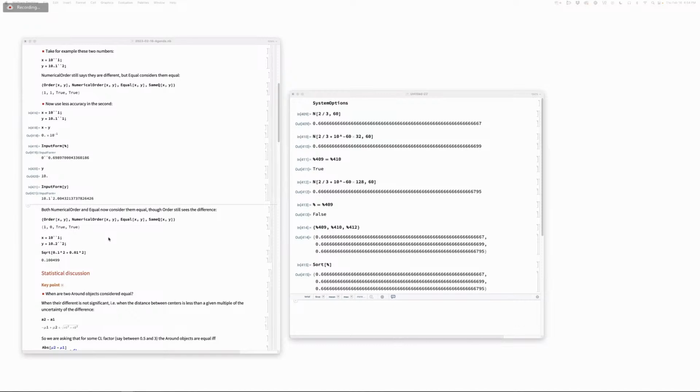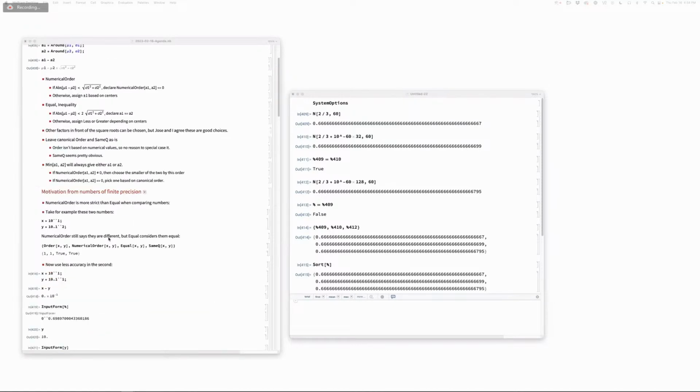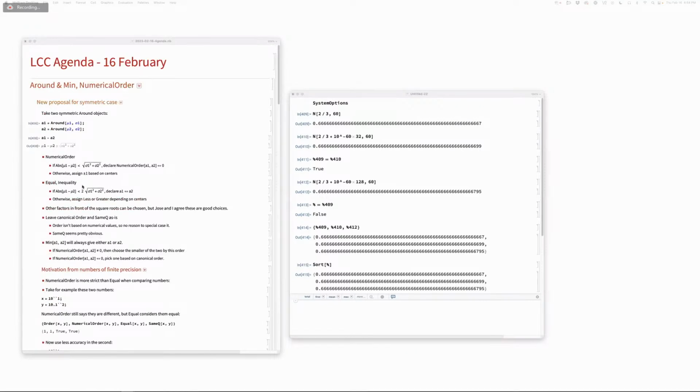Yeah. But let me just understand the point of contention. So we are agreeing that Equal is okay. We don't know if this 2 is the right number, but it might be. Yeah, maybe. Okay, all right. So we're agreed on that. So the question that remains is numerical order.